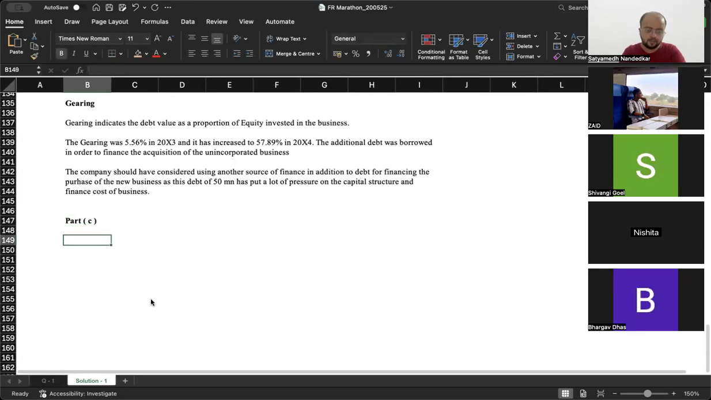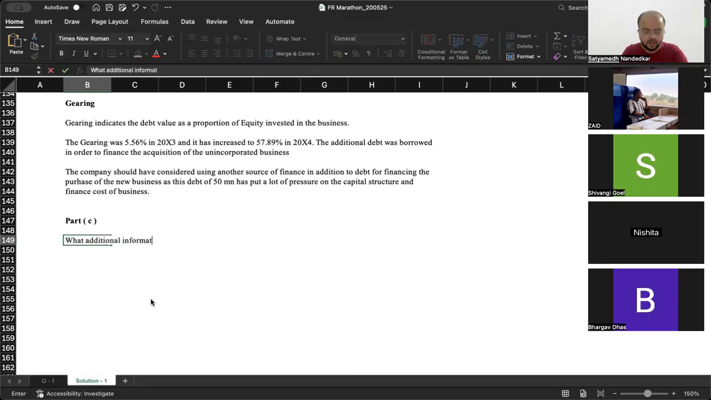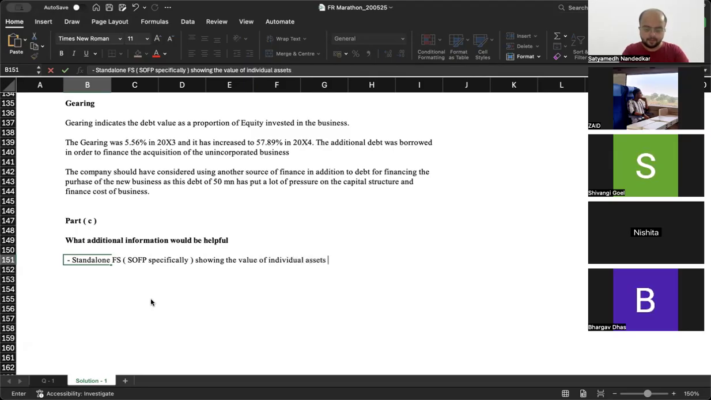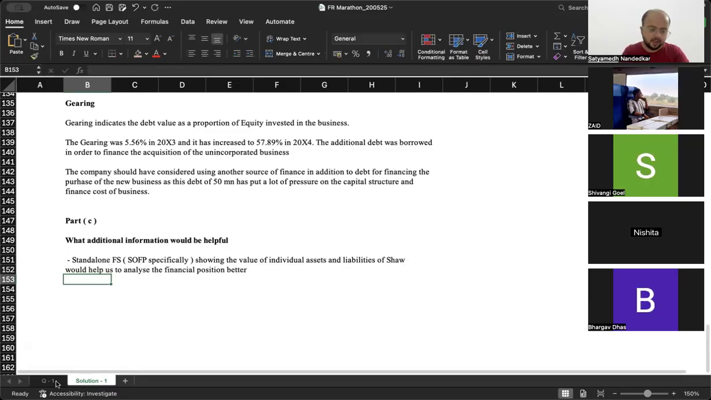Part C. What additional information is required, or what additional information would be helpful? One of the points that you could write is the standalone financial statements. Statement of financial position, specifically showing the value of individual assets and liabilities of Shaw would help us to analyze the financial position better. ठीक है? और क्या इंफॉर्मेशन चाहिए आपको?